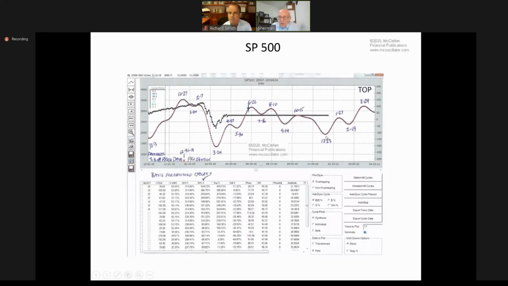But it does show a bottom toward the end of the year and then a rally up until the end of the first quarter, maybe into the second quarter. And we've labeled that a top. So all the charts that you'll see today will say top up here because this is what was projected on this particular chart and on some others that we'll show also.